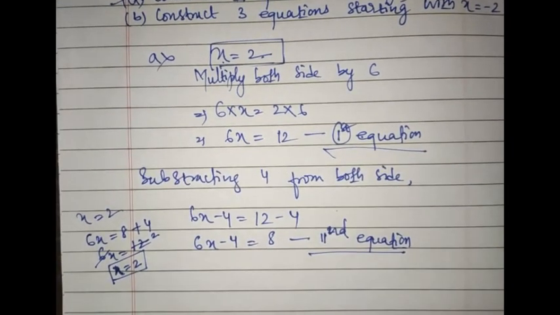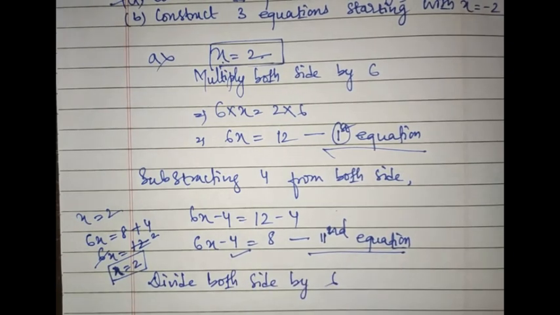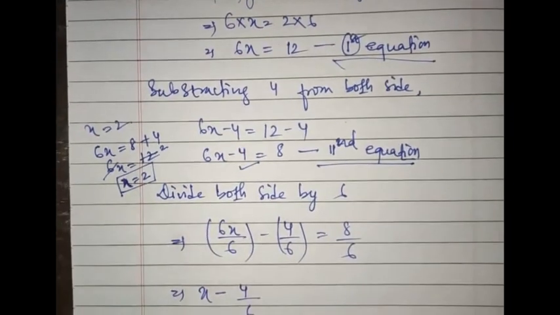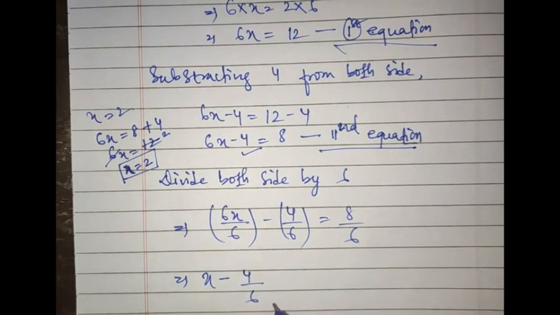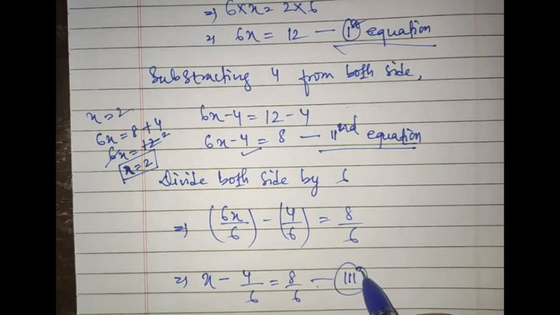Now let us form the third equation. In this equation only we have to do so. Okay, so divide both sides by 6. Dividing both sides by 6, what will happen? Just see, 6x by 6 minus 4 by 6 is equal to 8 by 6. Now what we can do, this 6 and this 6 will be cancelled out, sorry, extremely sorry, and the remaining is x minus 4 by 6 is equal to 8 by 6. Now this is our equation 3, the third equation.